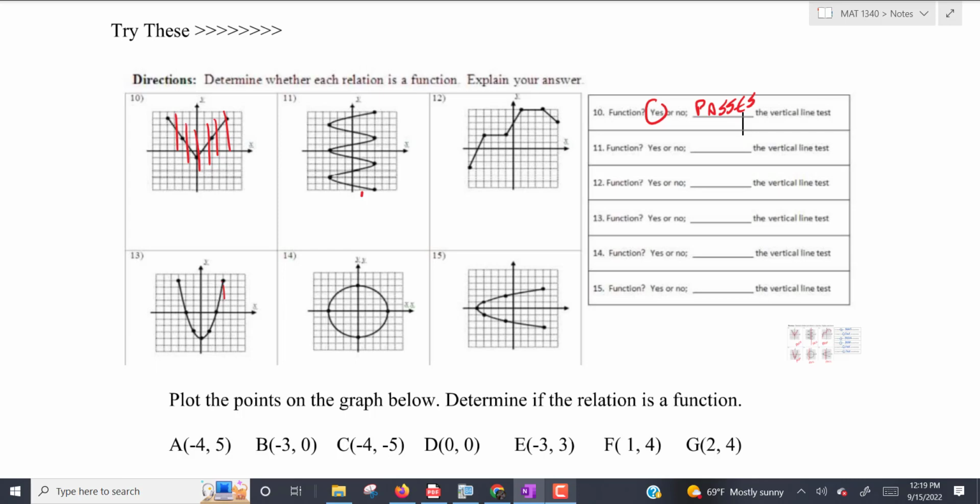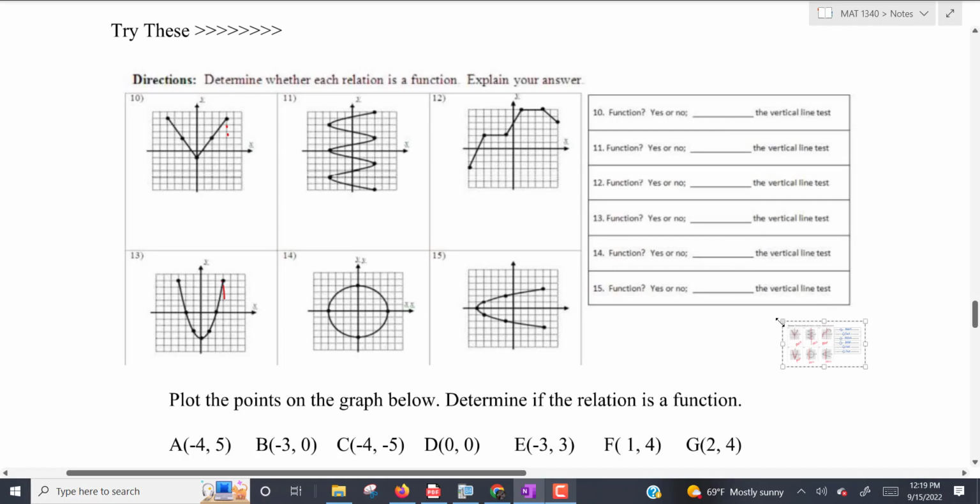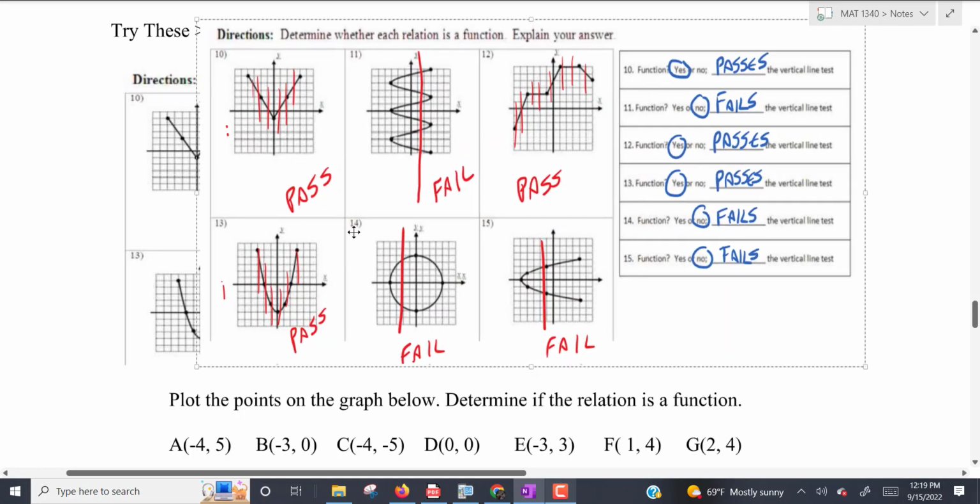Okay, I don't think anybody had any trouble with 10 through 15. Students just don't ever have any trouble with that. It's not that difficult. I do want to go over the points. So just check that you got these things. Number 10 was yes, it passed the vertical line test. 11 failed. Number 12 passed. 13 passed. 14 failed, and 15 failed. So just make sure you got all those things.